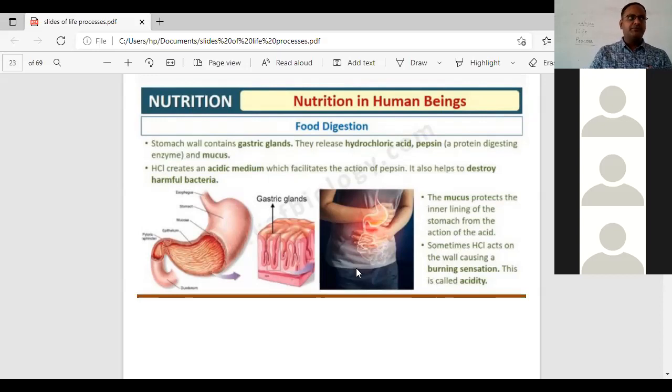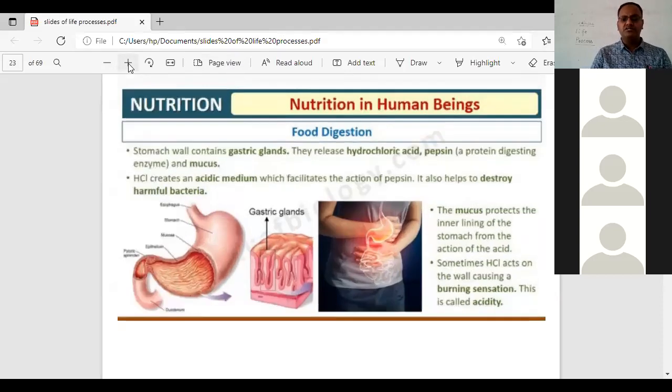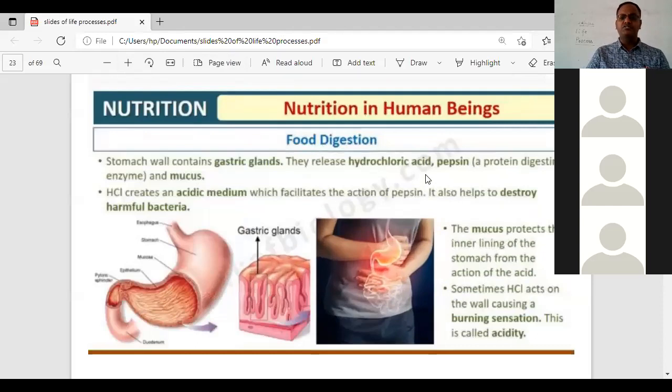Once again, the stomach has the gastric glands, and these gastric glands have three important secretions. And what are these secretions? The HCl, pepsin, and the mucus. The HCl creates an acidic medium for the action of the pepsin. Also, it destroys the harmful bacteria. On the other hand, pepsin is a protein digesting enzyme. Pepsin digests the protein, and the mucus protects the stomach wall from the action of HCl. Did you get it, students?